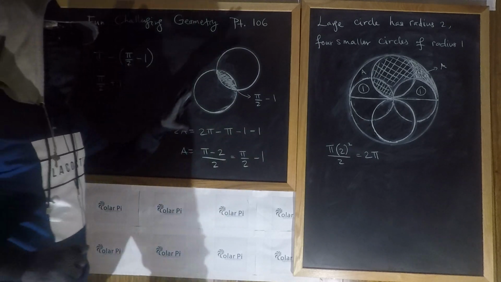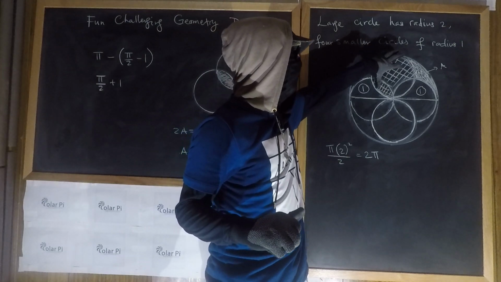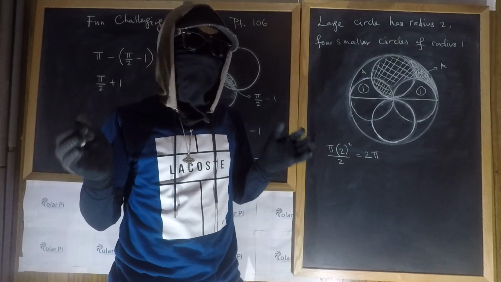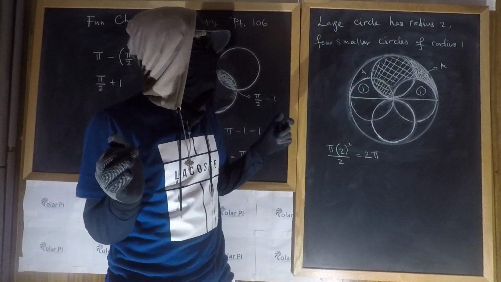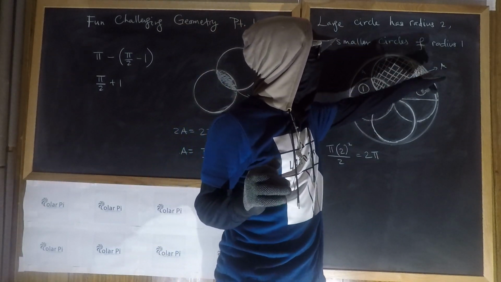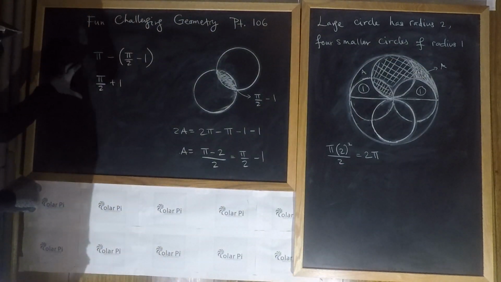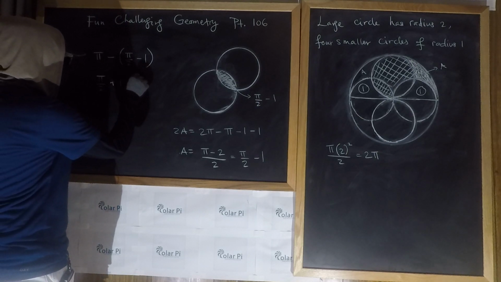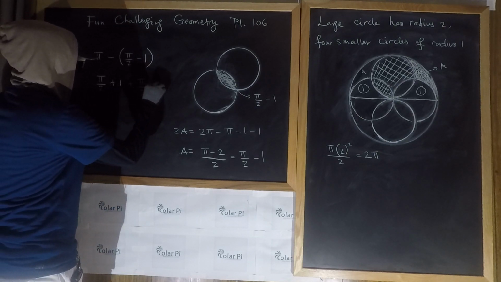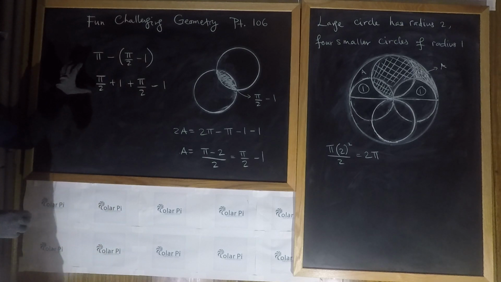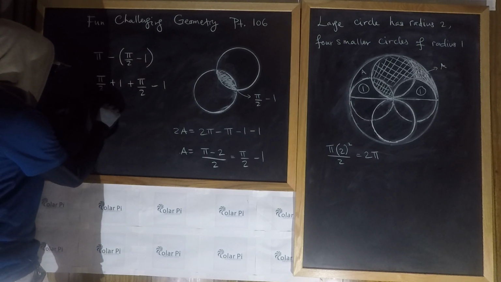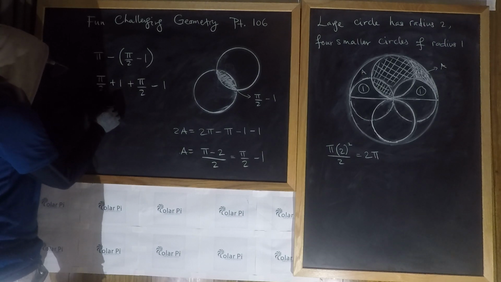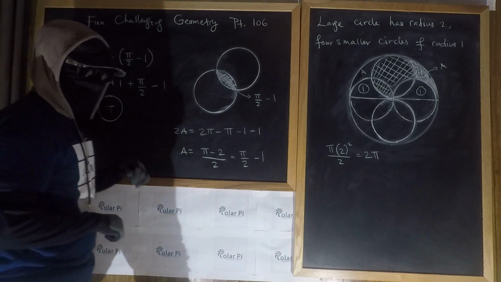Now remember, we already figured out the area of waffle. So to find the area of the shaded region of interest, all we have to do is add A to waffle. But where was waffle? Waffle area is right here. So if we add A to it, we add pi over 2 minus 1. And so pi over 2 plus pi over 2 makes pi. Plus 1 minus 1 makes nothing.